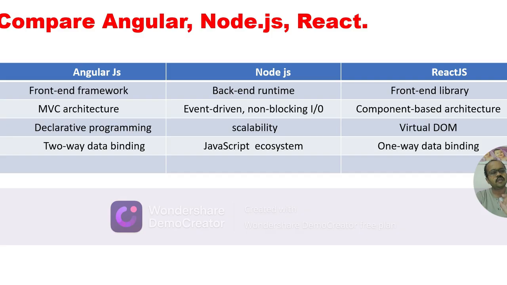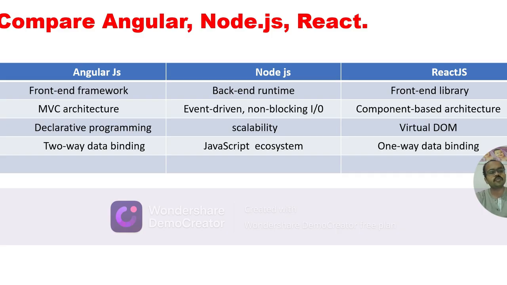One-way binding is, for example, when you click a button. Two-way binding is when you create a variable and interpolate it with the HTML elements. Node.js is a backend runtime where we can perform event-driven, non-blocking IO, scalability, and the JavaScript ecosystem. React.js is a front-end library.